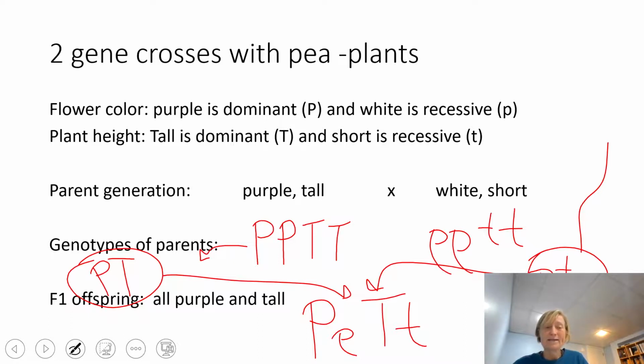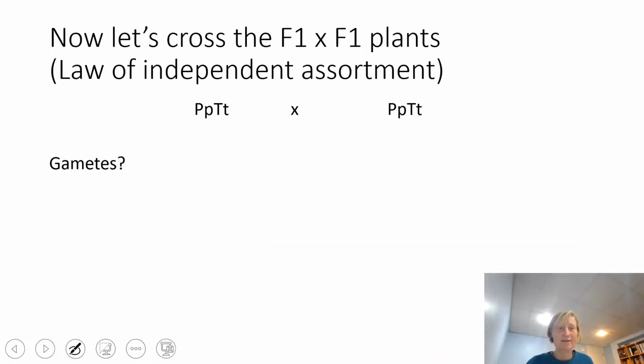Okay, now what if I decided to mate my F1 plants together? What if I decided, let's cross our F1 plants and our siblings and see what kind of offspring we get in the next generation? That's when we get into fun. Let's cross the F1 by F1 plants. This is going to show you the law of independent assortment.